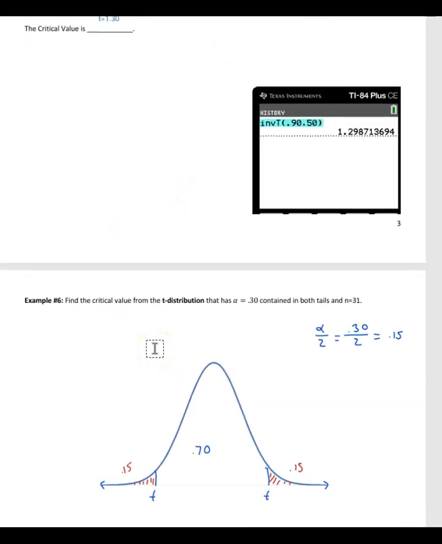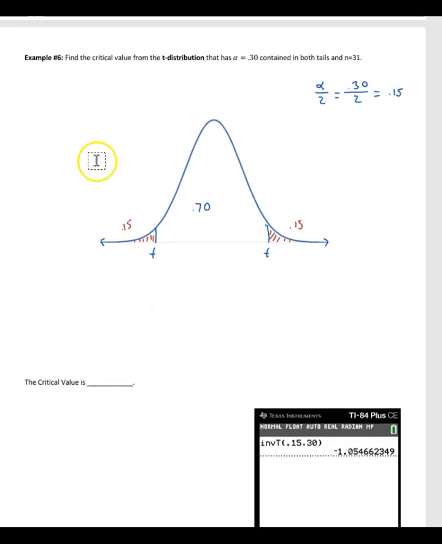The third example, which happens to be example 6 for this video, is actually a little bit tricky because they're calling the area on both tails, and that's this tail and that tail, totals 0.30. So in order to get the area on one tail and to use the same command, for some of your calculators, you can actually input 0.30 on both tails, but not this particular one. In that case, you would have to divide it by 2, which is 0.15.